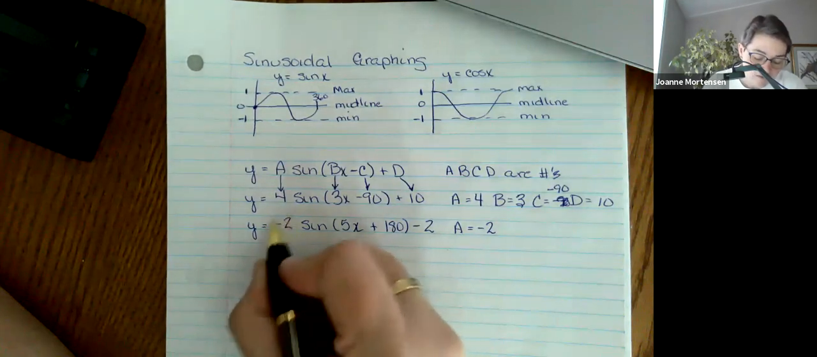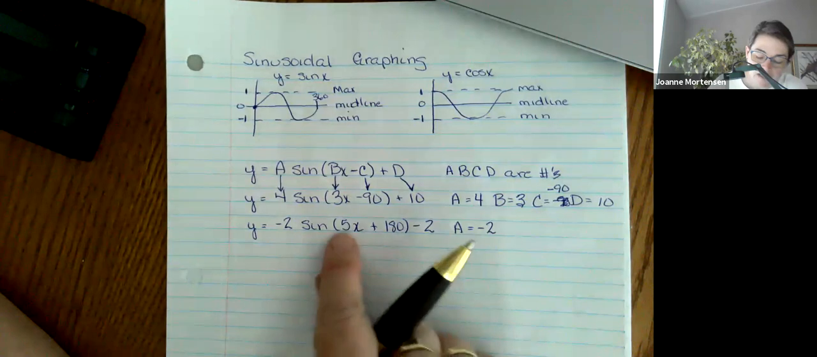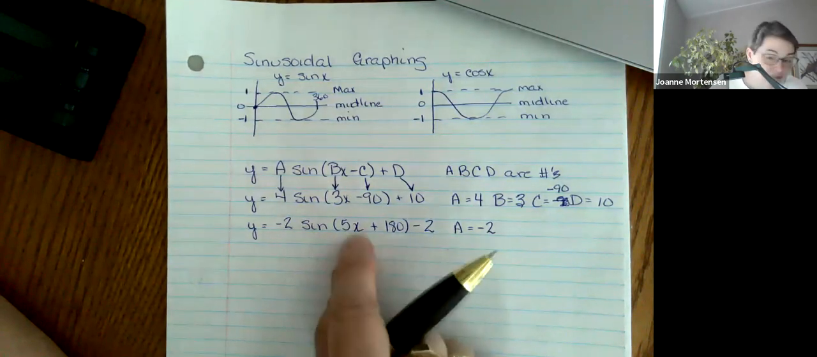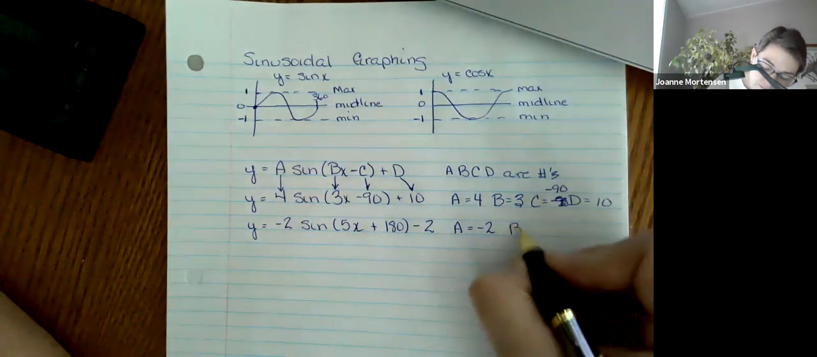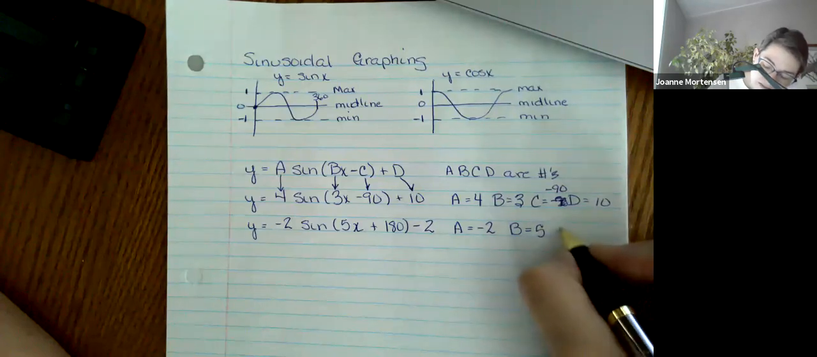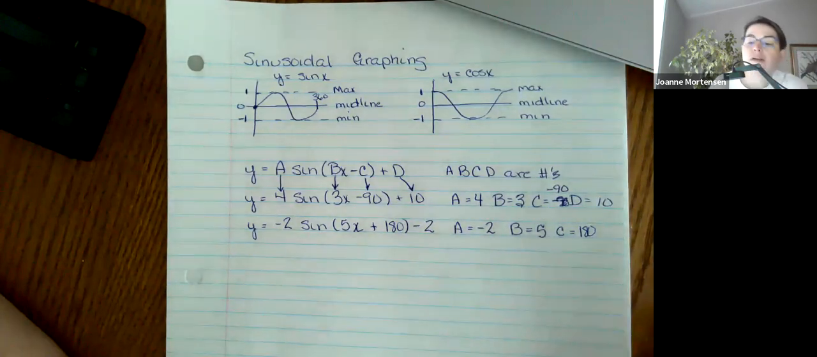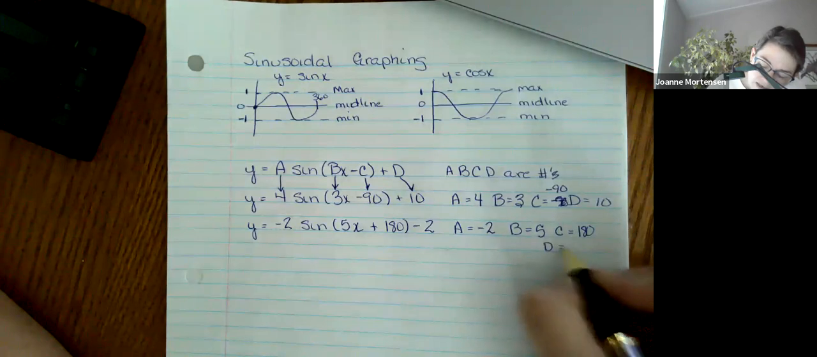So the number out in the very front is A. It's negative 2. The number in front, so it's behind the sign, but in front of the X, that's going to be your B. C is going to be 180, and I'm running out of room, my bad. And D is minus 2.